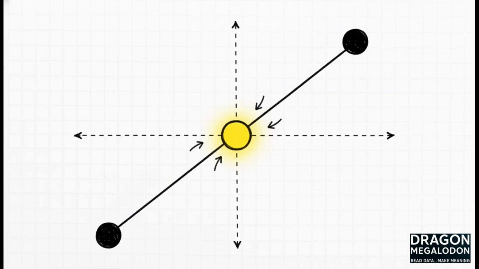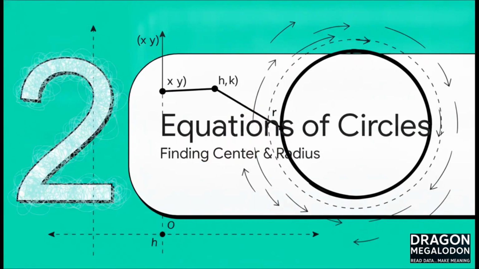Finding the exact middle of a line segment connecting those points is actually beautifully simple. No complex algorithms here. You're literally just taking the average. Add the two x coordinates together, divide by 2 to find the horizontal middle, and do the exact same thing for the y coordinates for the vertical middle. Extremely straightforward. Moving on to section 2, equations of circles.